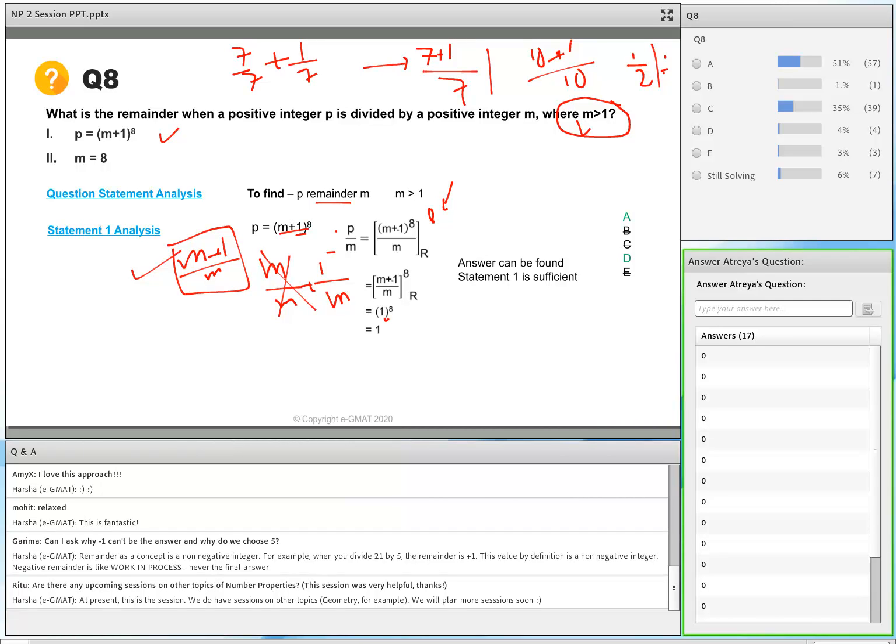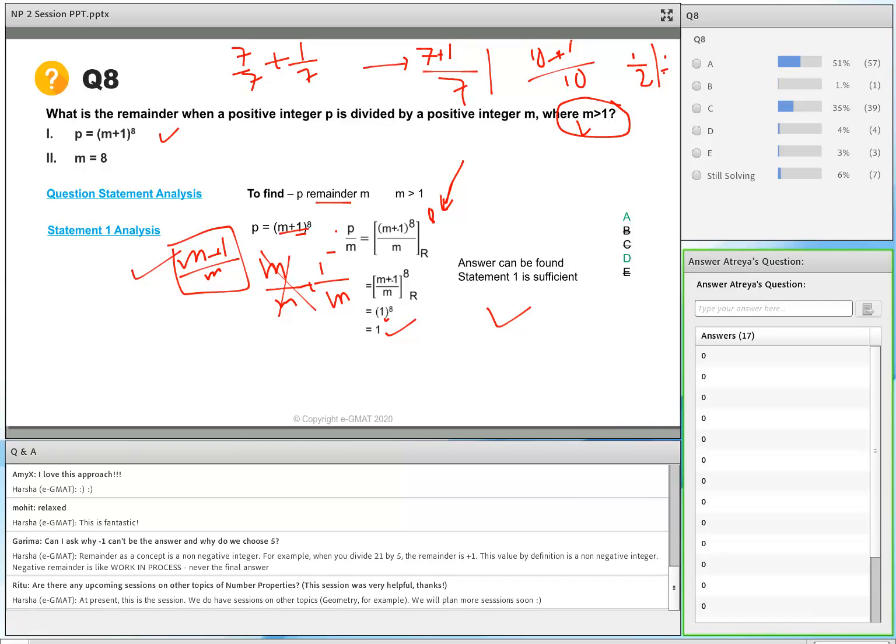And then when I have the final remainder, I'll bring in the power. I'll bring in the exponent. The exponent over here is 8. So 1 to the power 8 simply essentially means that's equal to 1. So from the first statement, can I reach at the answer? Yes, I can. So the first statement is a sufficient statement to answer this question.